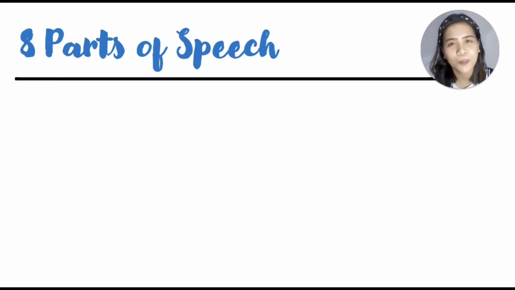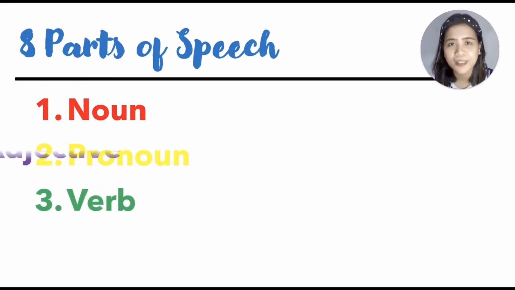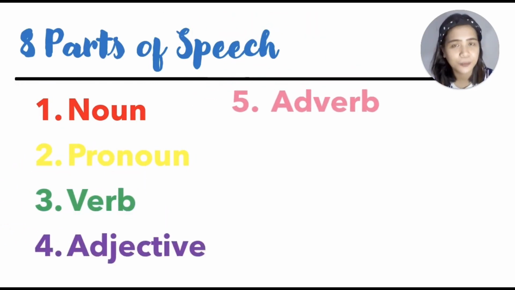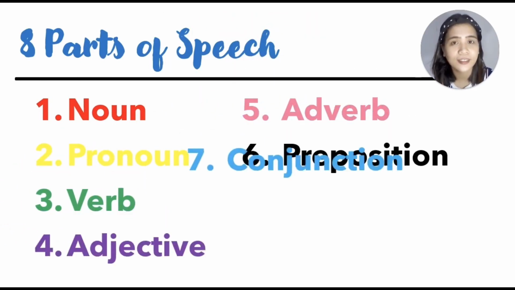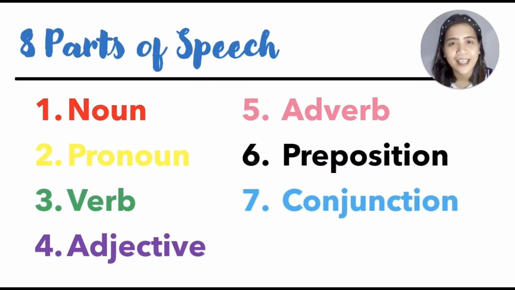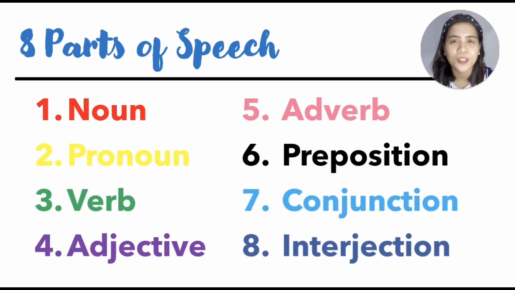The 8 different parts of speech are the following. First, we have noun, pronoun, verb, adjective, adverb, preposition, conjunction, and interjection. For this particular video, we will discuss them in general and just give a few examples.